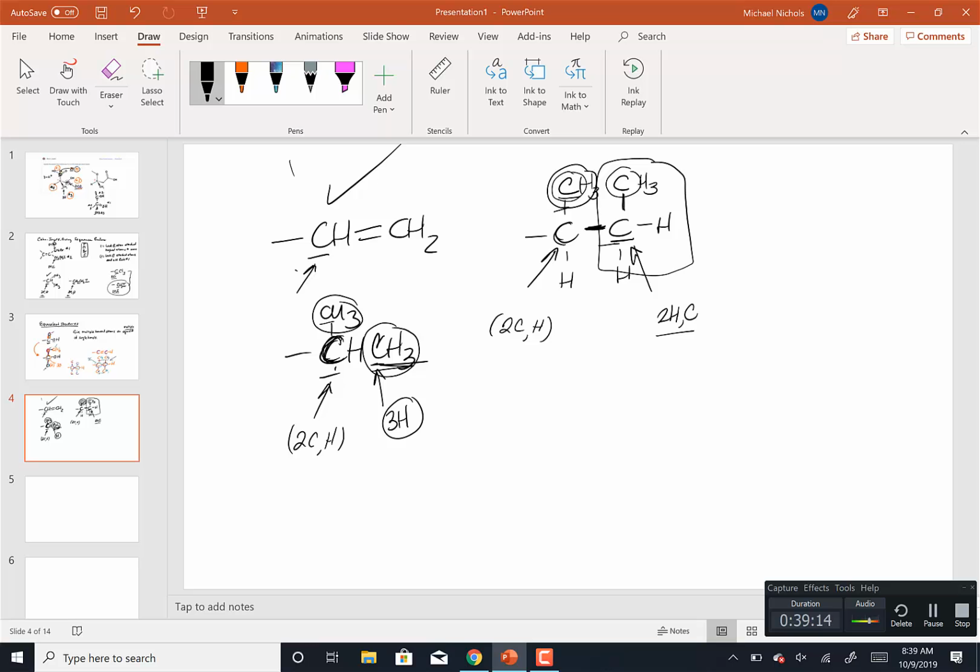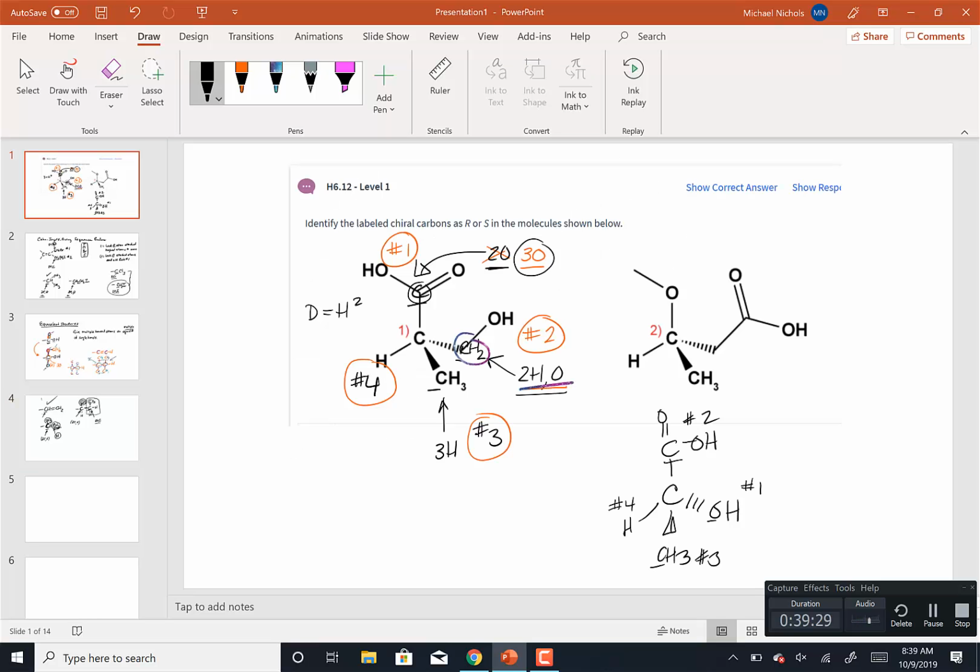So that's the complete set of Cahn-Ingold-Prelog sequence rules. But you got to be patient. You got to go step by step by step. I've already shown you some of the mistakes that you could make, like looking here and thinking the OH is attached to the carbon and forgetting about the CH2 group.